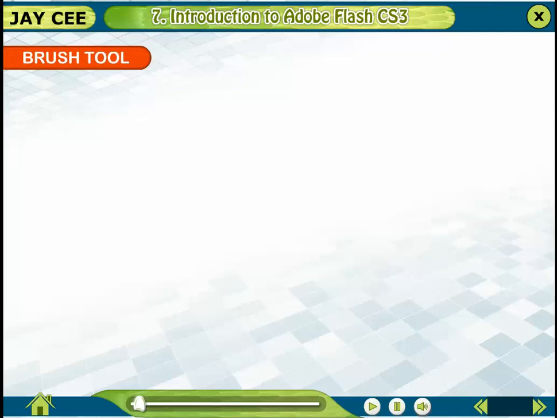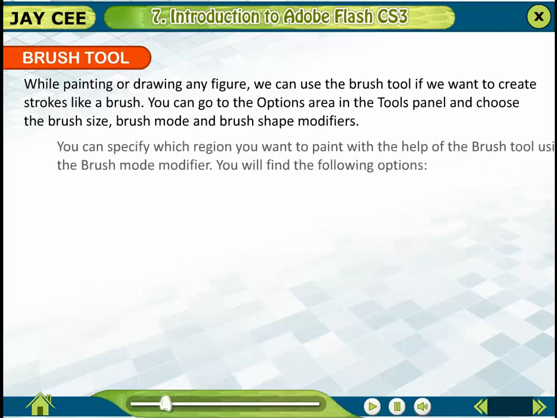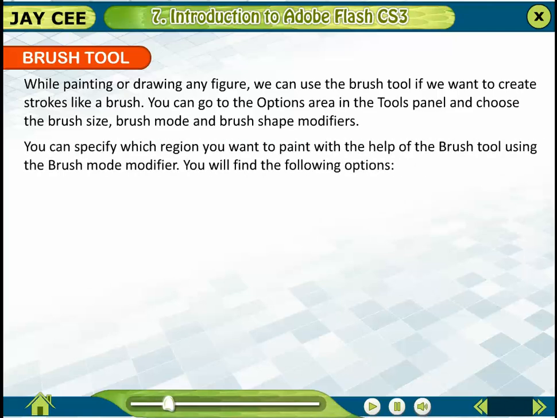Brush tool. While painting or drawing any figure, we can use the brush tool if we want to create strokes like a brush. You can go to the Options area in the Tools panel and choose the brush size, brush mode, and brush shape modifiers. You can specify which region you want to paint with the help of the brush tool using the brush mode modifier. You will find the following options.